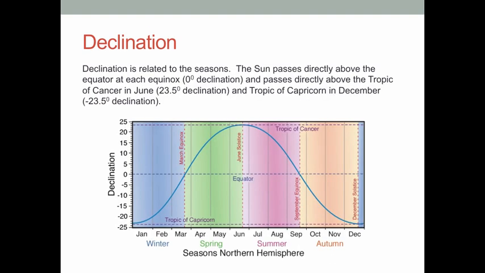So the declination is related to the seasons. The sun passes directly above the equator at each equinox when you have 0 degrees declination. It passes directly above the Tropic of Cancer in June when you're at 23.5 degrees declination, and the sun passes above the Tropic of Capricorn in December, which is negative 23.5 degrees declination.